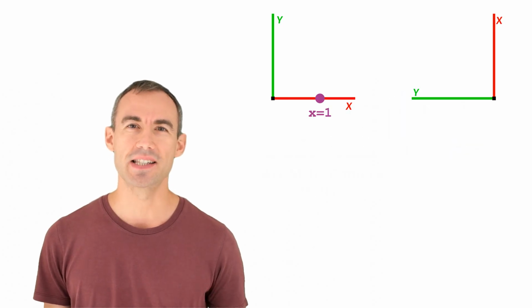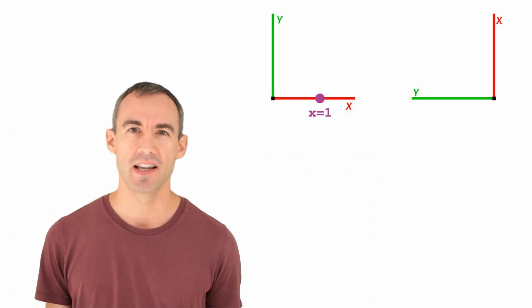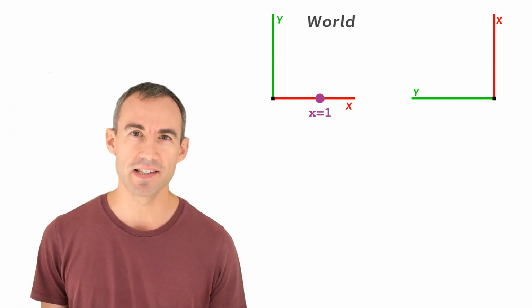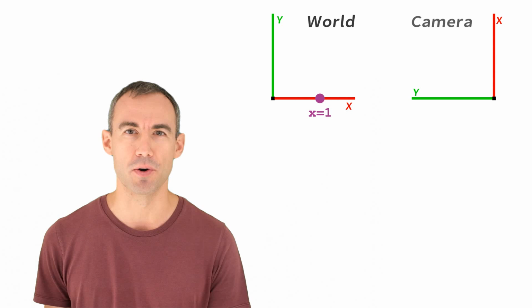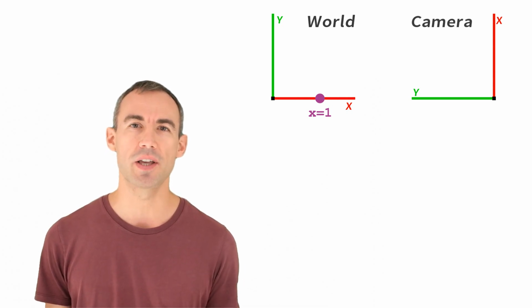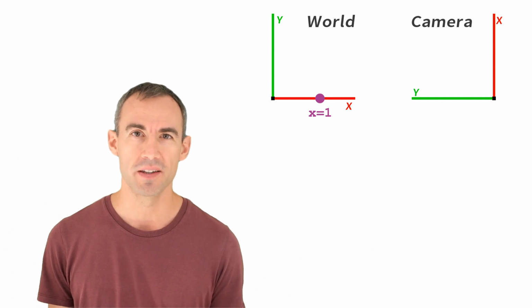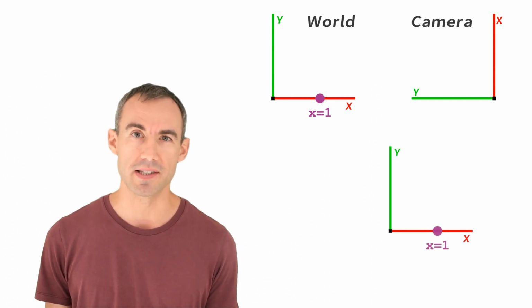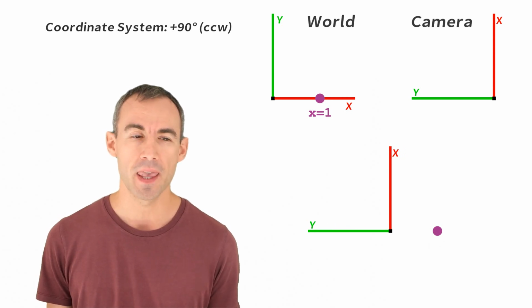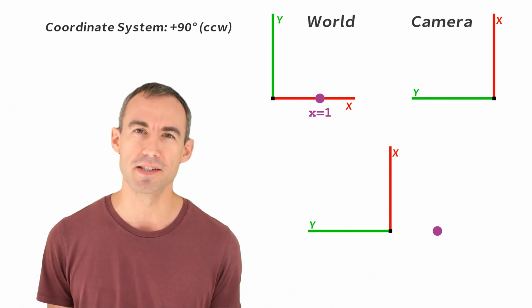Let's look at a simple example. We're in 2 dimensions and there are 2 coordinate systems. Let's call the one on the left the world coordinate system and the one on the right the camera coordinate system. In the world coordinate system, we've got a point at location x equals 1. So let's start with the world coordinate system and rotate it counterclockwise by 90 degrees. So it's aligned with the camera coordinate system.